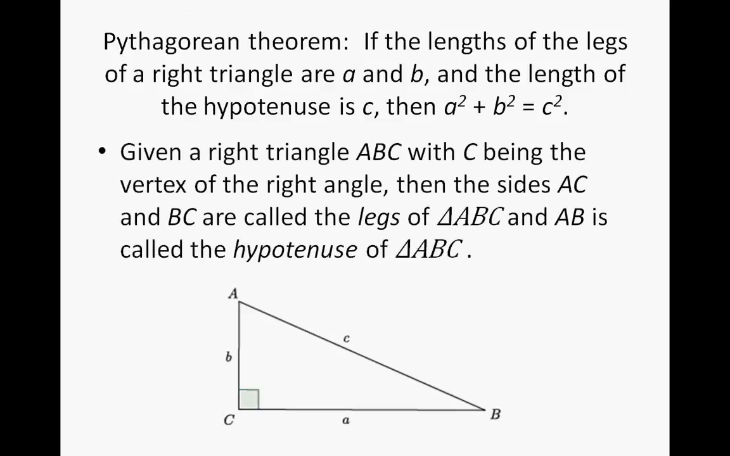So given a right triangle ABC, with C being the vertex of the right angle, then the sides AC, which is right here, and BC, which is right here, are called the legs of triangle ABC, and side AB is called the hypotenuse of triangle ABC.